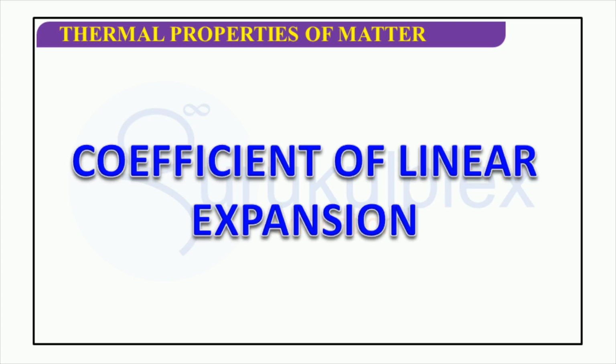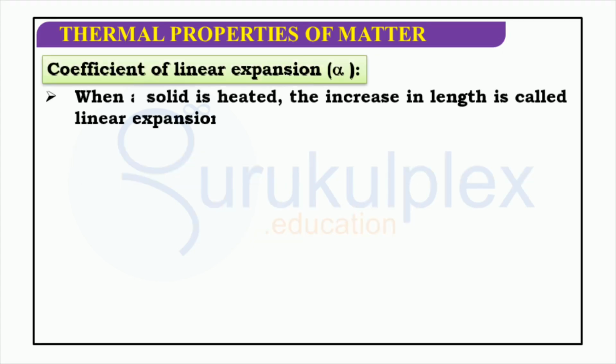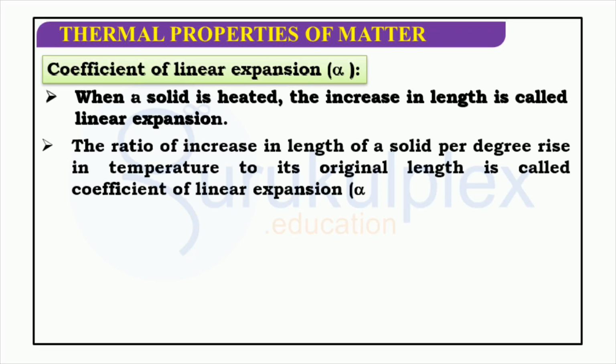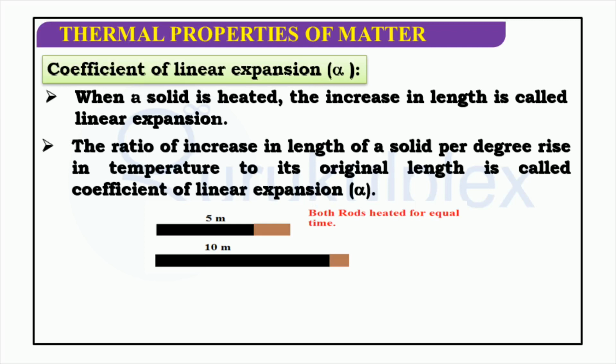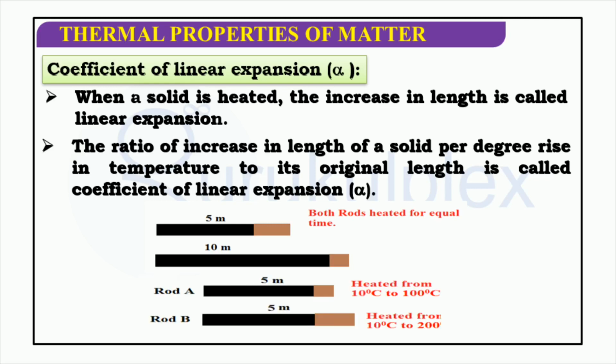The expansion or contraction of materials in response to heat is due to the way the molecules in the material respond to the heat. The coefficient of linear expansion describes the increase in length of a solid when heated. The ratio of the increase in length to the original length is known as the coefficient of linear expansion. In this example, two rods were heated for equal amounts, and it is evident that the rod heated from 100°C to 1000°C had a greater increase in length than the one heated from 1000°C to 2000°C.